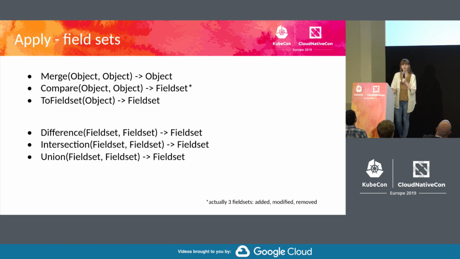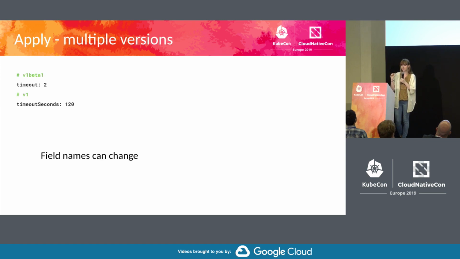But there's one more thing that's different between client-side apply and server-side apply that's pretty complicated, and it's multiple versions. So when you convert between versions, what actually happens? One thing that could happen is the field name can change, and this is an example of that, just changing the field name, changing the value. That would be pretty easy to handle, but it's not that simple.